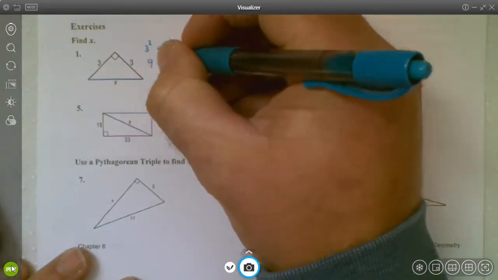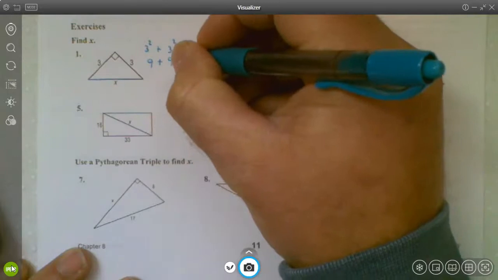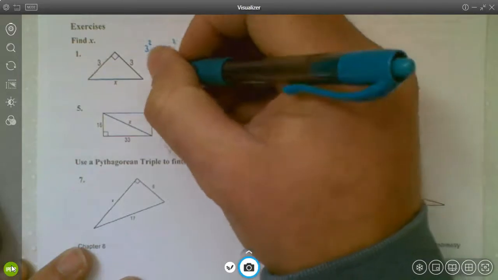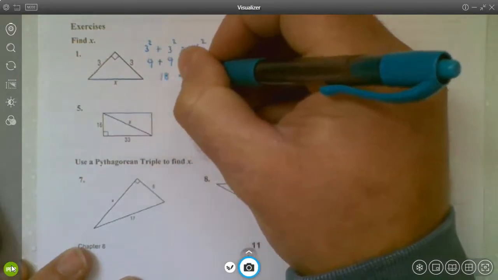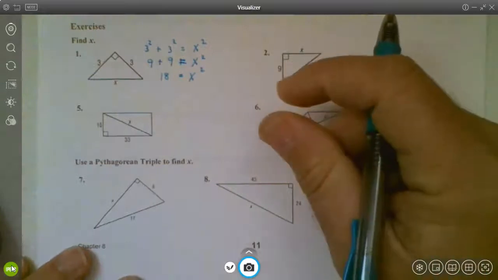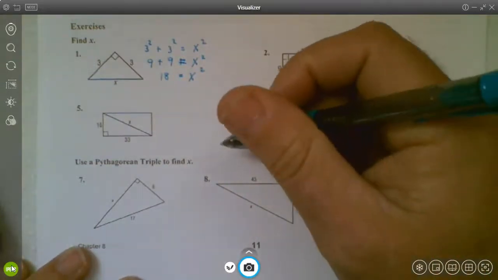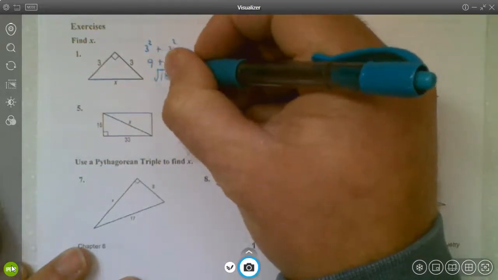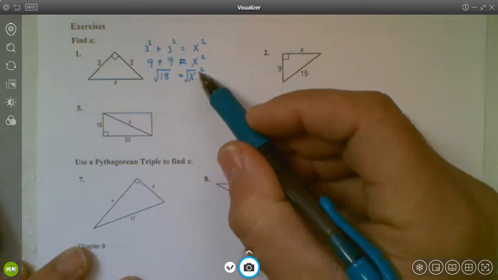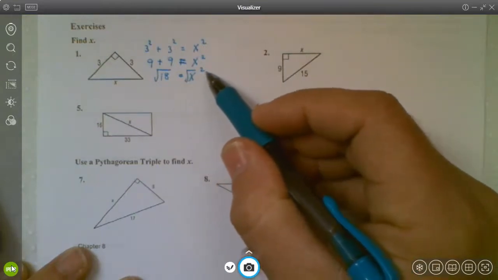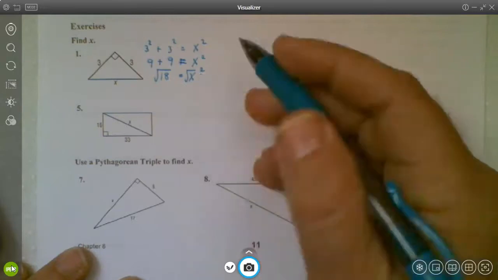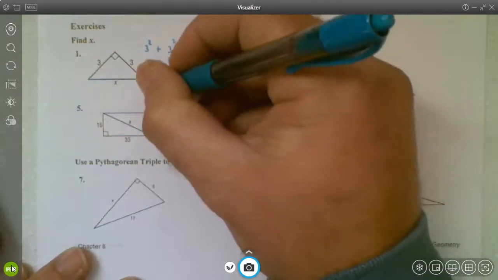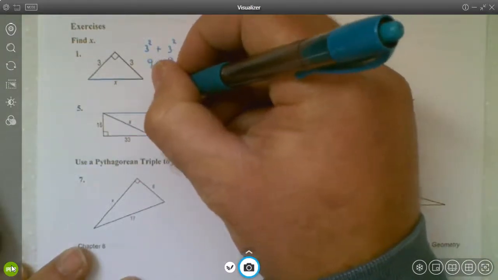So I know 3 squared is 9. Oops, should be an equal sign. So that puts me here. So 18. So that puts us here, and then the final step is where we square root both sides so that I can get X by itself. So guys, remember on this, the reason we're doing this is because the square root and the square cancel each other out. And so that just gives you X. And so we can leave this as the square root of 18. That would be an option.